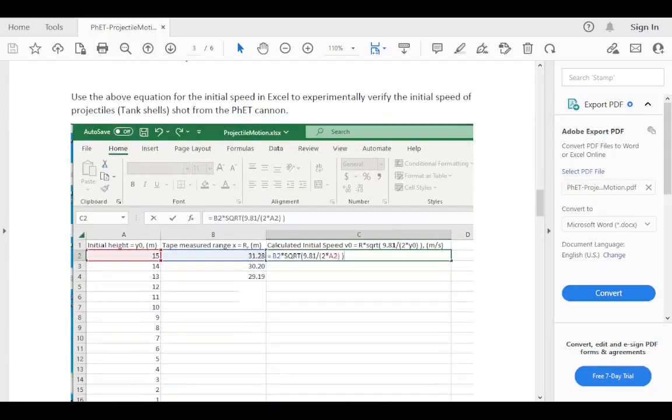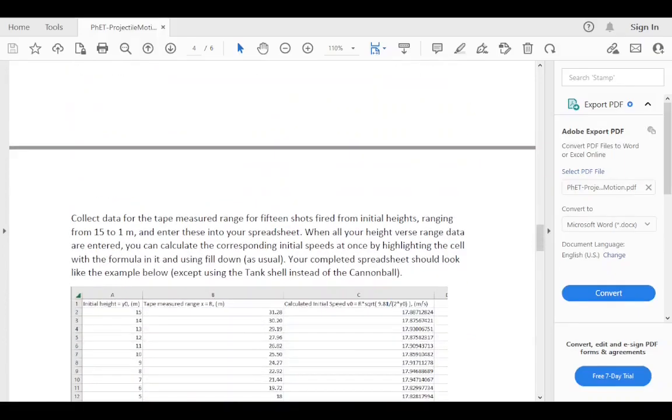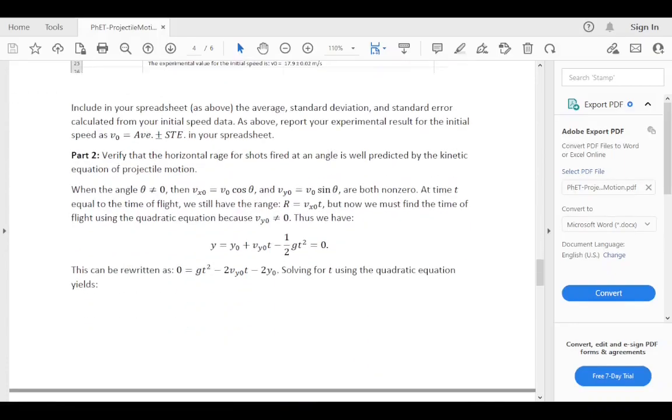Let's go back to the handout and look at what they want us to do for part 2 of this experiment. So in part 1, we just verified that the speed of the cannon is 18 meters per second. So we verified experimentally that it's compatible with the kinetic description. Now in this next part, we want to verify that the kinetic description gives the horizontal range for shots fired at an angle. Before, we just fired shots at an angle of 0, or horizontally. Now we're going to vary the angle.